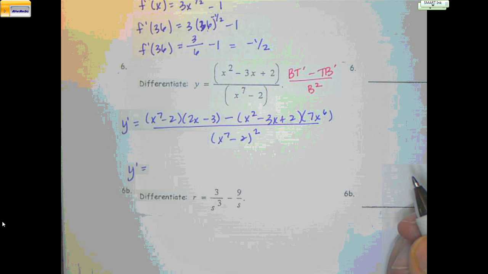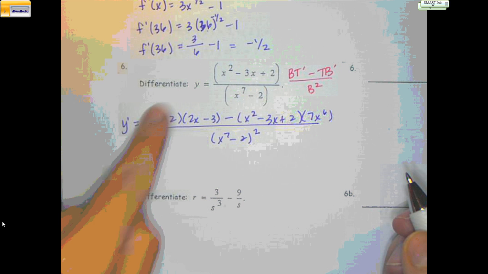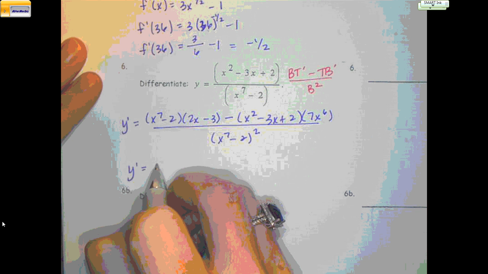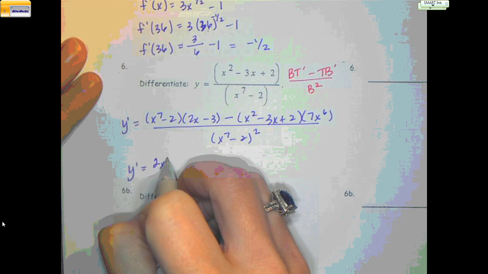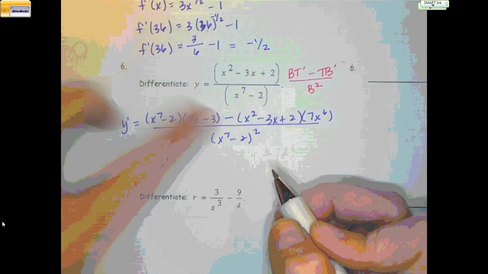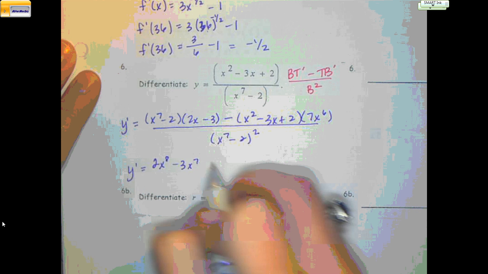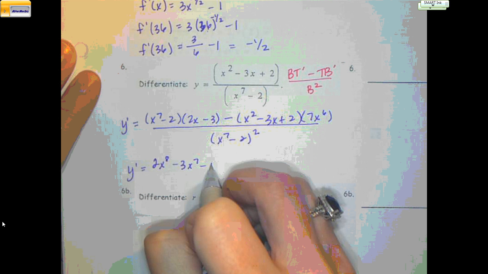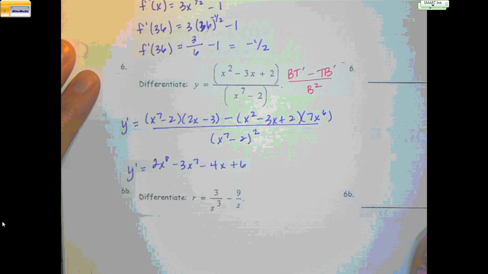All right, algebra. We're going to FOIL this piece right here. So the first terms, we get 2x to the 8th. The outer terms, we get negative 3x to the 7th. Inner terms are negative 4x, and the last terms are plus 6.